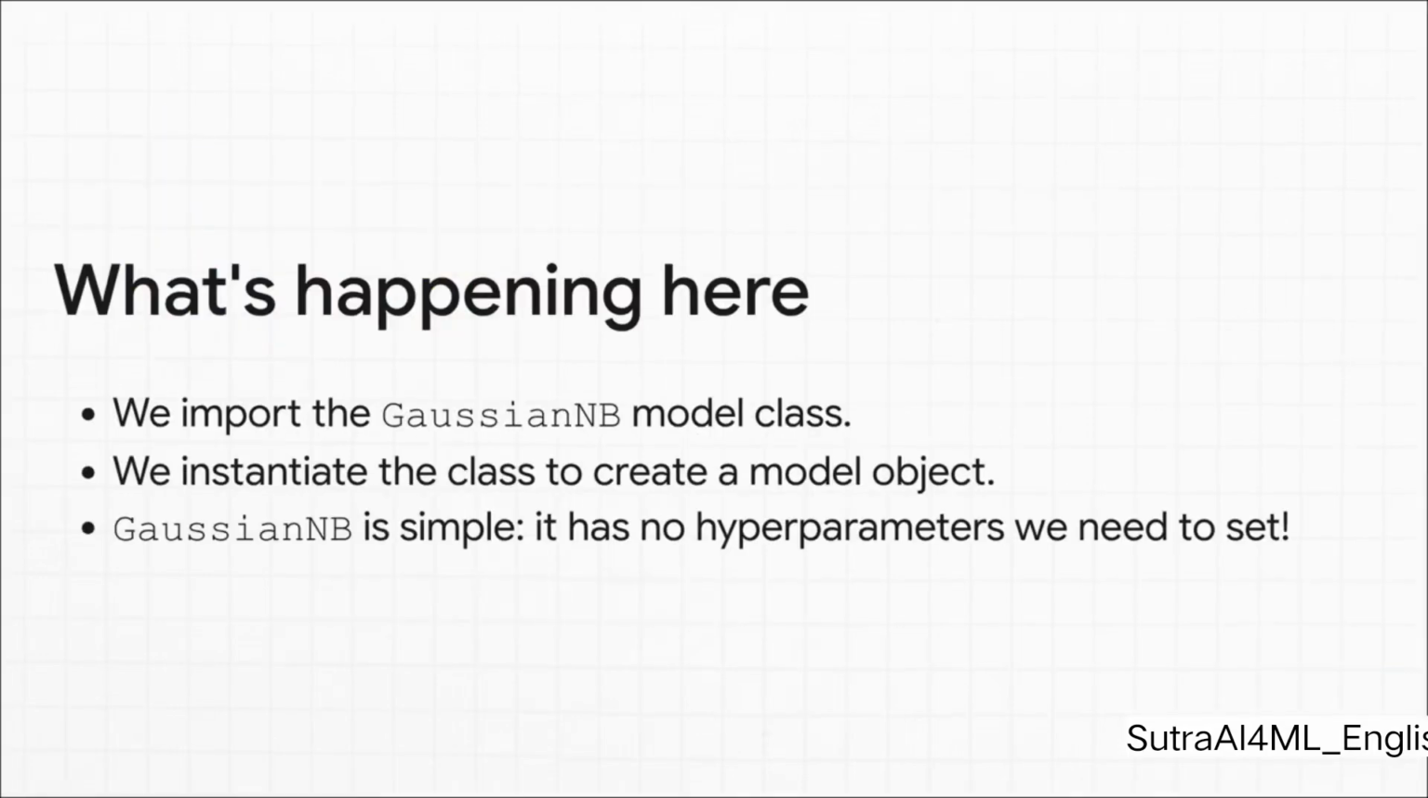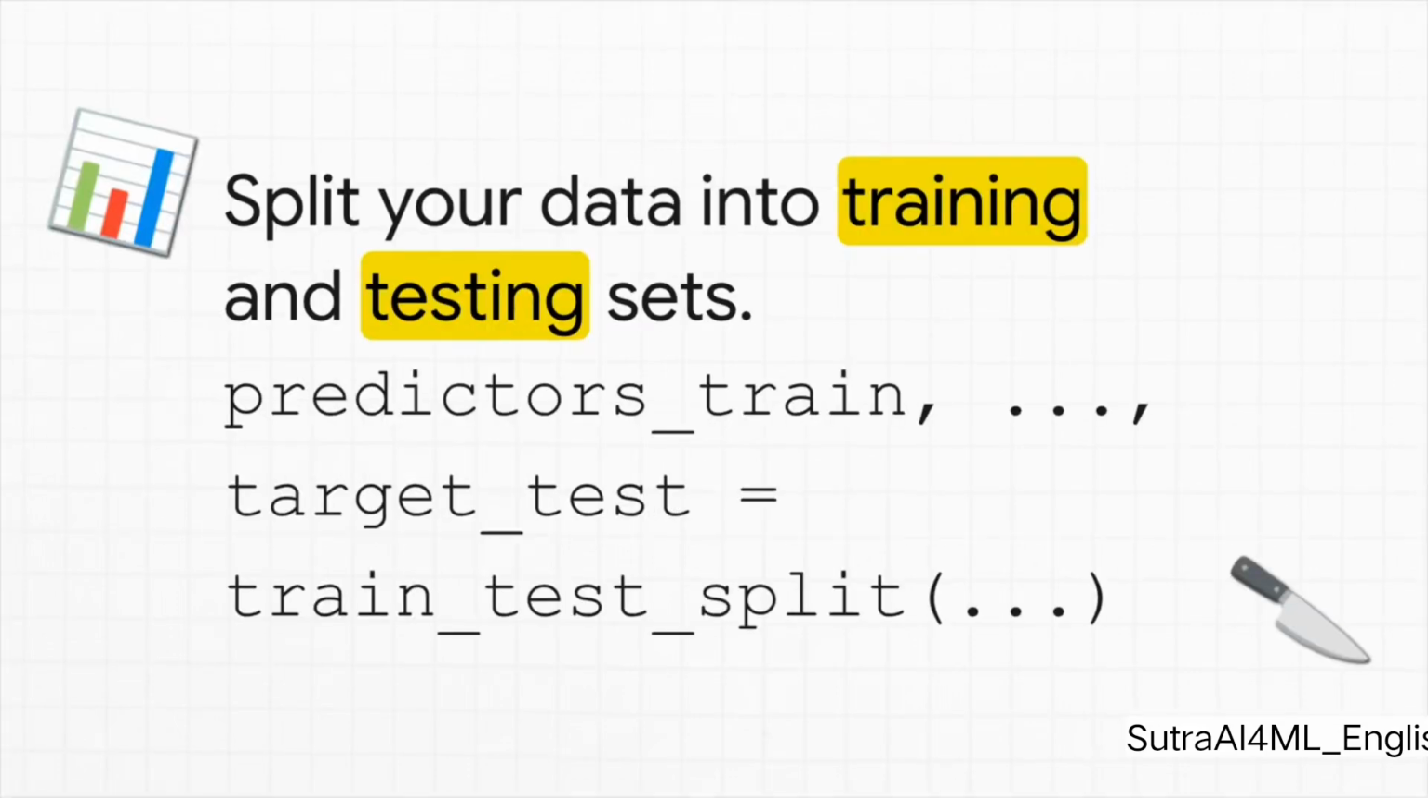So what's really happening here? That first line, that's us choosing our model class. That's step 1. The second line, we're creating the actual model object. And here's a little bonus with Gaussian Naive Bayes. Step 2, choosing those hyperparameters, is already done for us. It's so simple, it doesn't have any that we need to fiddle with. How great is that? All right, next up, step 3, getting our data in order.